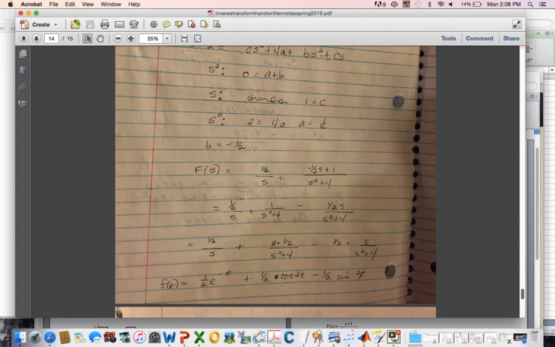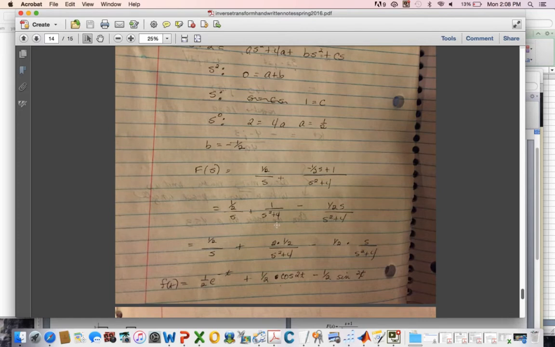And now this first term obviously is going to inverse transform to exponential decay. But this second term, this s squared plus 4, inverse transforms into some combination of sine and cosine. So what I want to do is separate out the term that's got the s and the term that's got the 1. So I just take this and split it into 2.